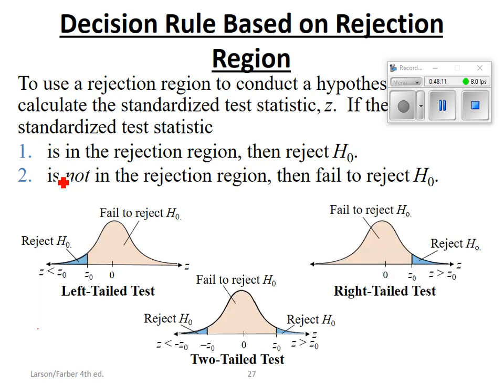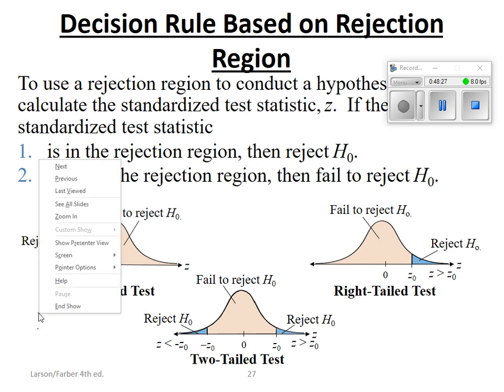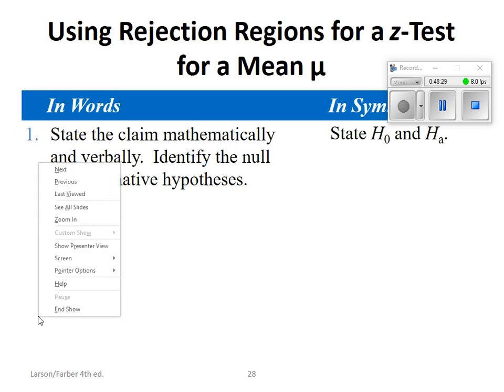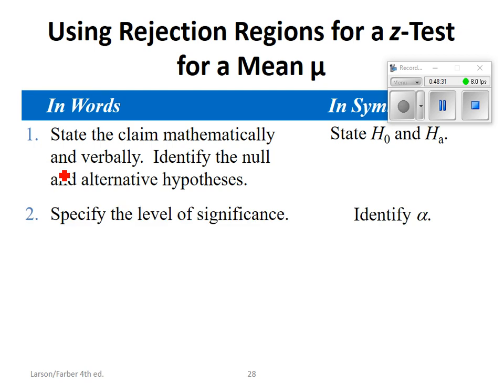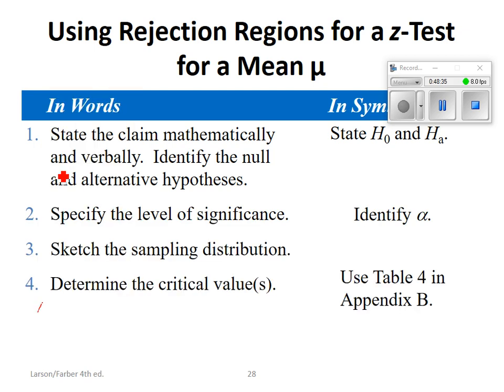So again, all you're going to do is find your critical values there, if there's 1 or 2 of them, and then decide, is your standardized test statistic in those rejection regions? This is what I would write down if you're going to write down anything in the steps for how to do this. Give me a second to get these up here.